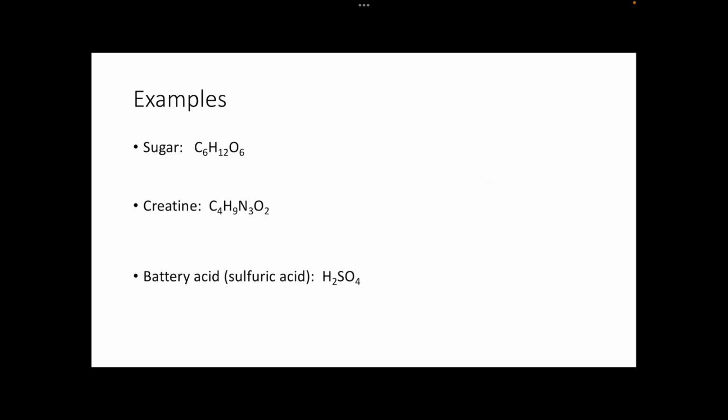All right, let's do a couple more examples. So at the top here, we have sugar. All right, so sugar is made up of carbon, hydrogen, and oxygen. So how many carbon do we have? For carbon, we have 6 carbon. Hydrogen, we have 12 hydrogen. And oxygen, which is represented by the O, we have 6 oxygen.